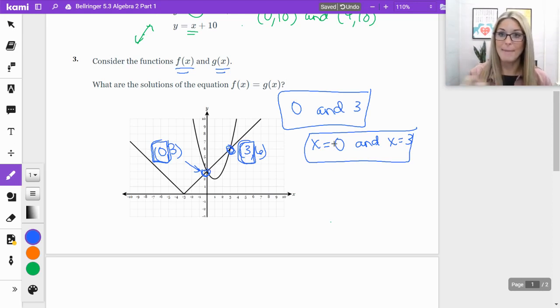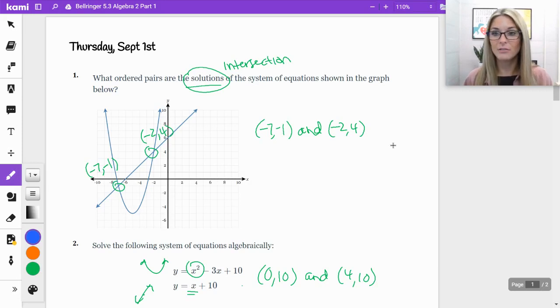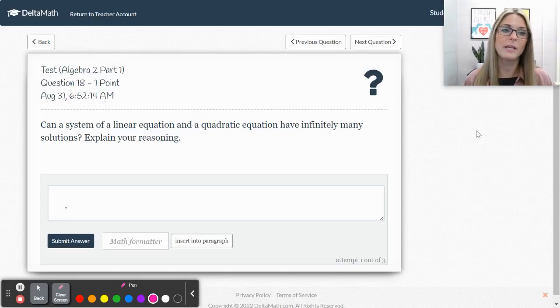Those x values that would make that equation true, make them equal when I'm given the graph, their point of intersection. All right, so now we're going to navigate over to Delta Math. We're going to look at some of your open-ended review questions. So on your review for this week, question 18, can a system of a linear equation and a quadratic equation have infinitely many solutions?